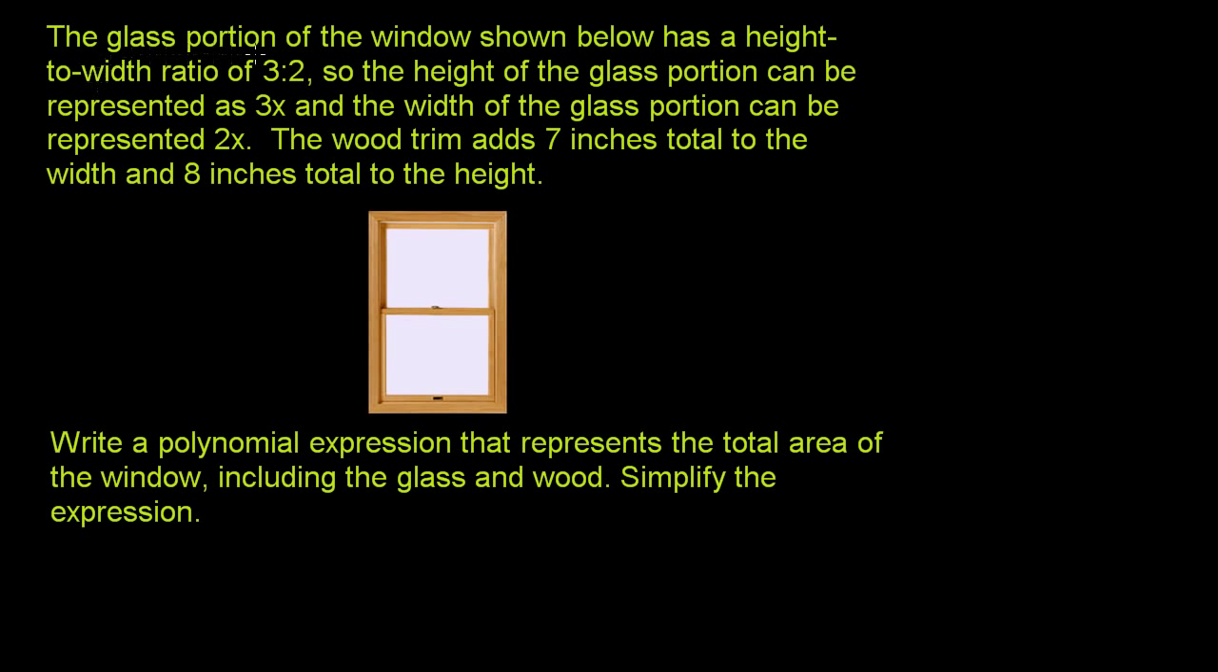We're told that the glass portion of the window shown below, that's the window, has a height to width ratio of 3 to 2. So the height of the glass portion can be represented as 3x, and the width of the glass portion can be represented as 2x. The wood trim adds 7 inches to the total width and 8 inches to the total height.